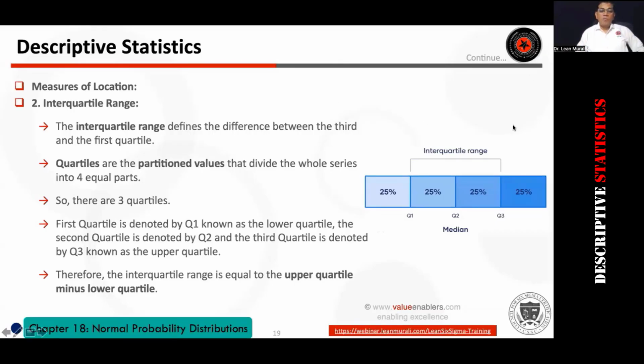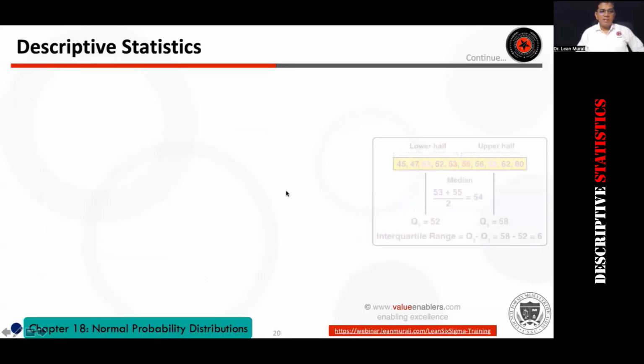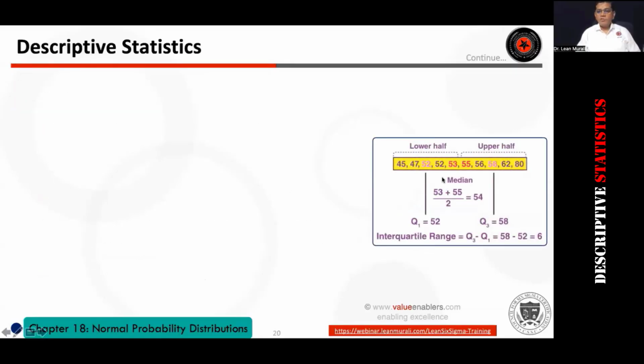Where this is used is something that we will see later. Now, if you see here in this description, there are numbers 45, 47, 52, 52, 53. So this is the lower half, this is the upper half, and you divide that into 25%. How many data points are there? 1, 2, 3, 4, 5, 6, 7, 8, 9, 10 of them. So you logically divide that, and then you can find the interquartile range. The example is given here.